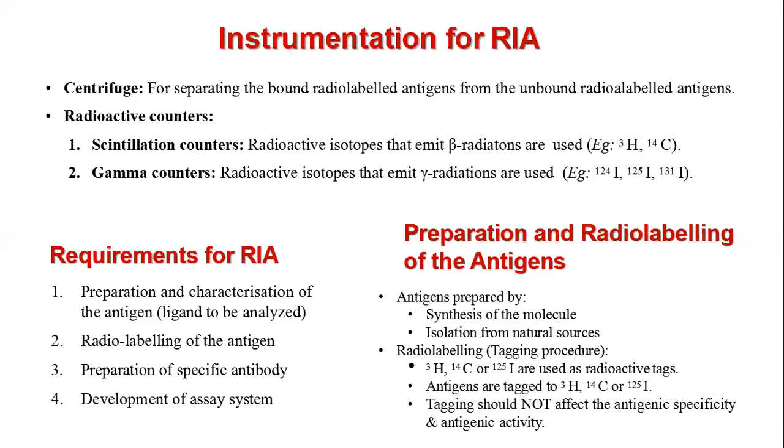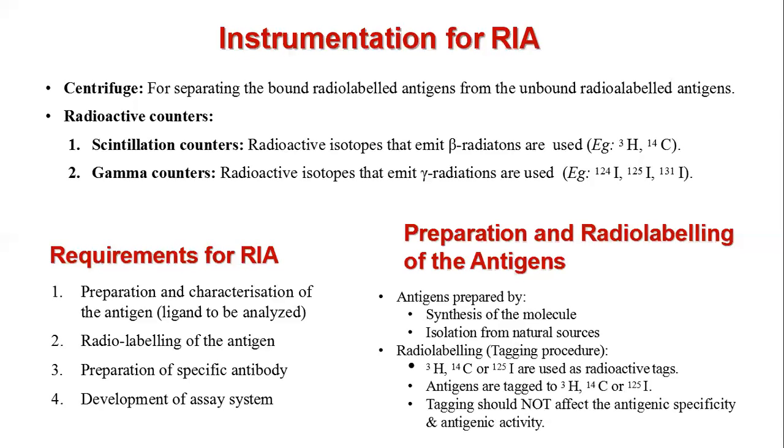If we are using a radioactive isotope that is a beta emitter, from which we can get the beta emission, then for that purpose we have to use a scintillation counter. And if it is a gamma emitter, that means if it is iodine isotopes. If it is carbon or hydrogen isotope, then simply we can go for a scintillation counter. If it is iodine isotope, then we have to go for a gamma counter, because here we can get the gamma radiation. So these are the instruments we need for this purpose.